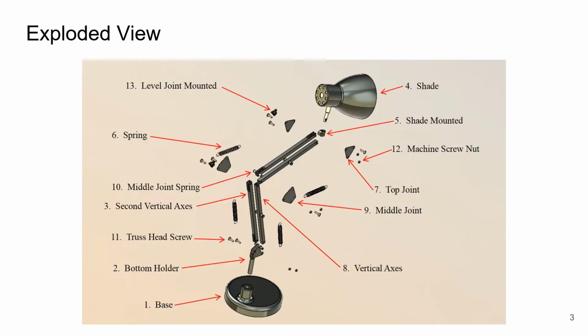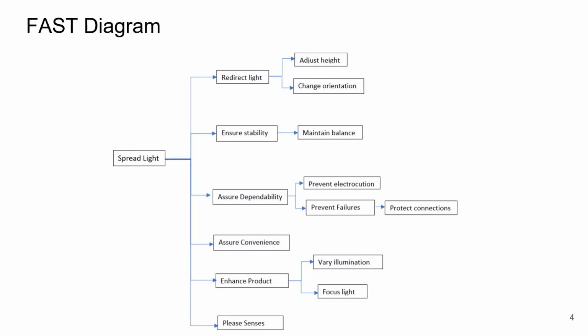Relationship between each other can be seen in this figure. Repeated parts are labeled only once. To identify important product functions, we created a FAST diagram. The task function is to spread light. The primary basic functions are to redirect light and ensure stability. The supporting functions focus on ensuring safety and increasing ease of use.